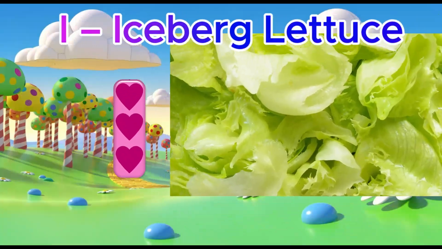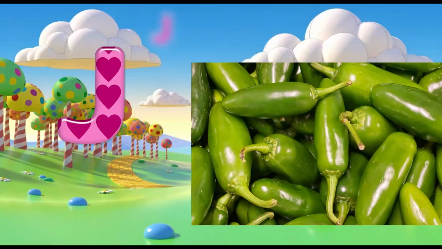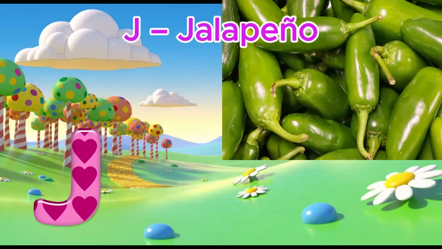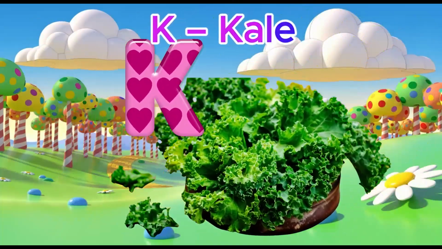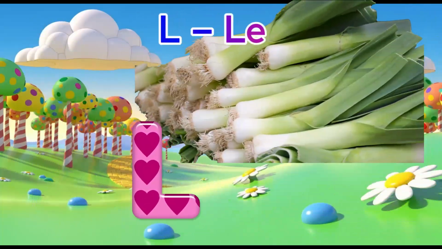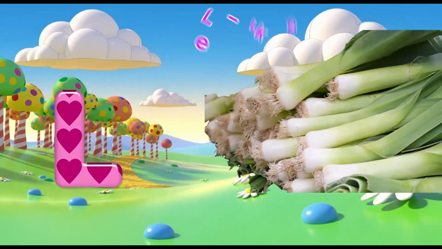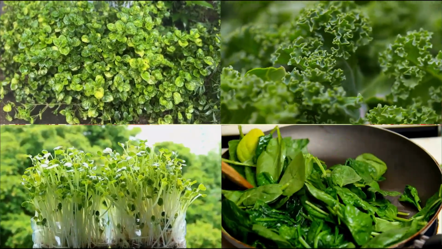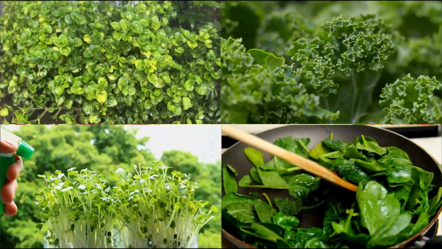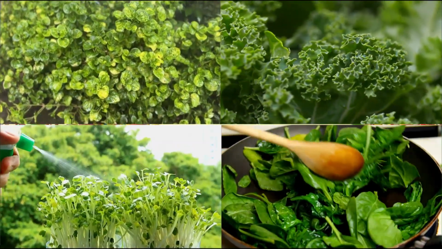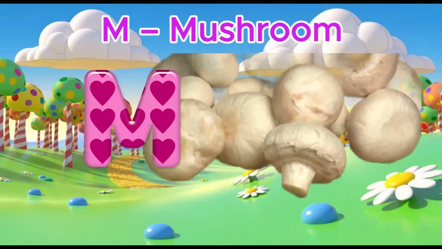I is for iceberg lettuce, crispy and cool. J is for jalapeno, spicy and cool. K is for kale, leafy and green. L is for leek, best in cuisine. M is for mushroom, soft like a cloud.